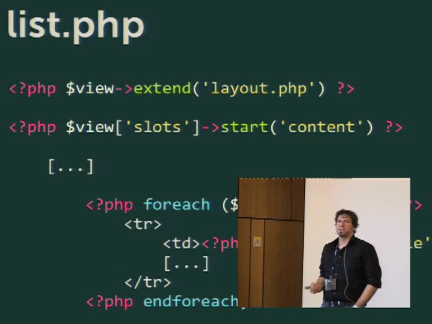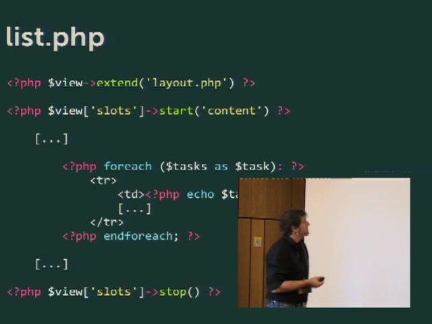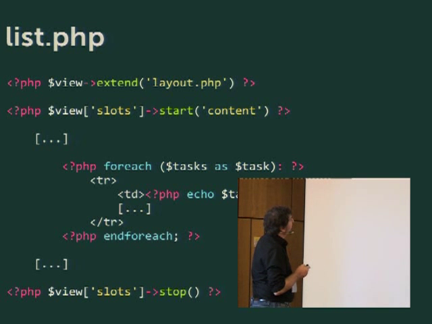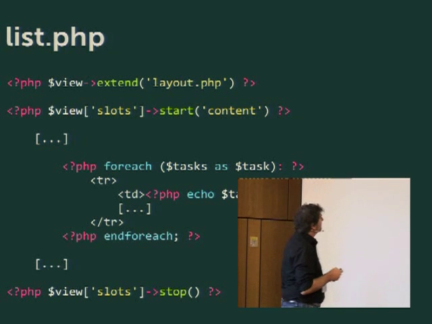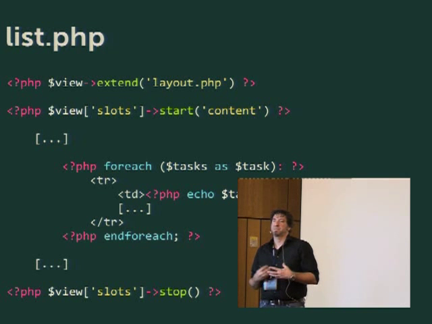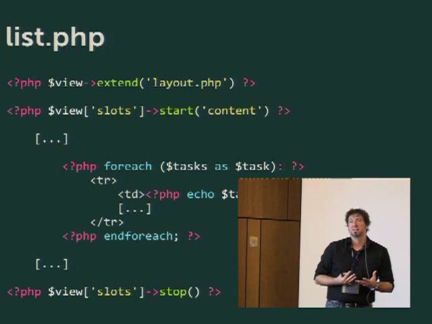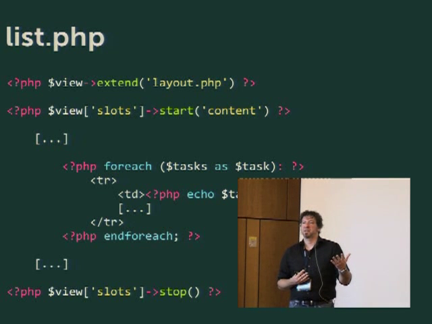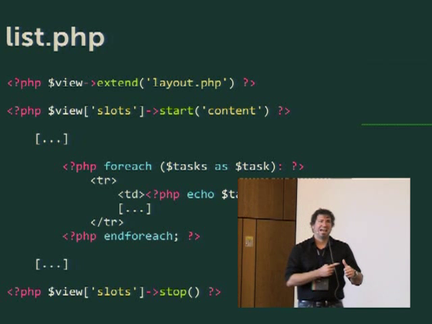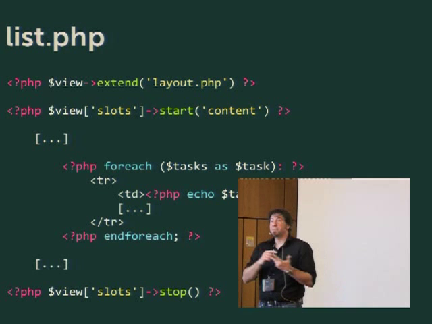But once I start implementing the templates for my respective controllers, in that case, I have a template for the list controller, then I can integrate into that layout. So I call view extend layout.php, and at that moment, I have template inheritance in place. Template inheritance works very similar to PHP inheritance. In PHP, you've got a base class with methods, and in the child class, you can add methods, you can override methods, or you can leave methods alone.